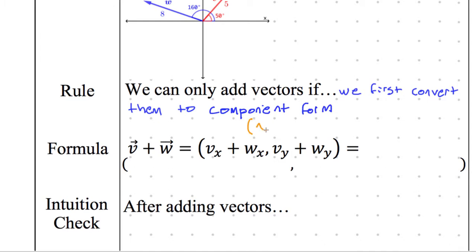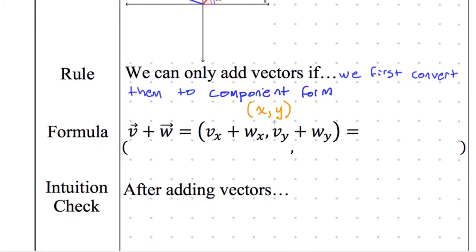Convert it first to x comma y instead of your length and your direction, instead of your magnitude and your theta. Instead of doing that, do x comma y. Get them both converted, and then you're done. You just add them.